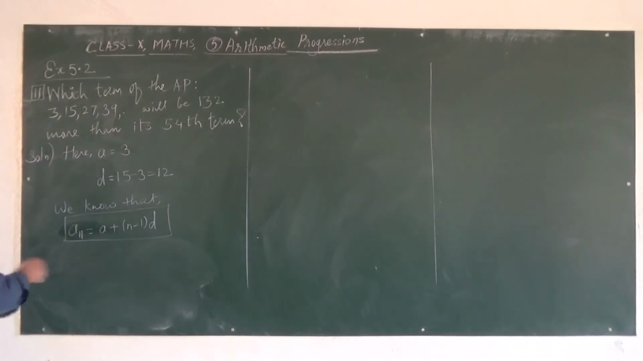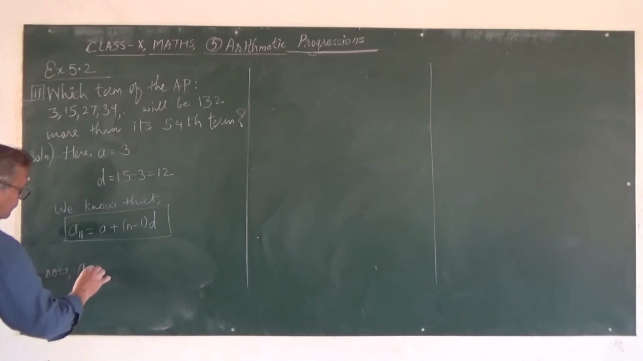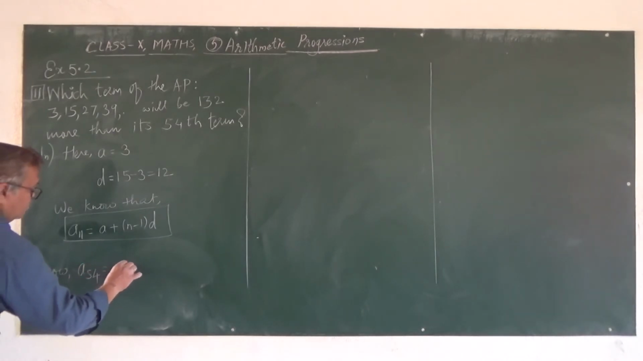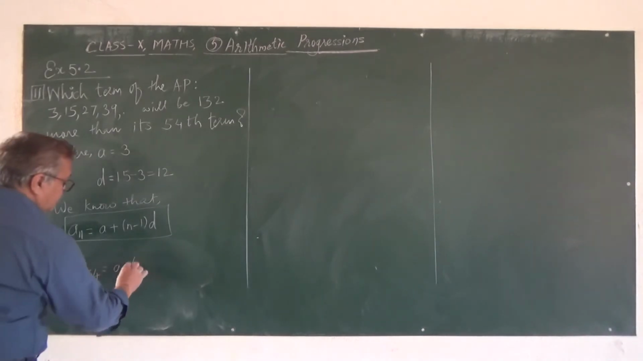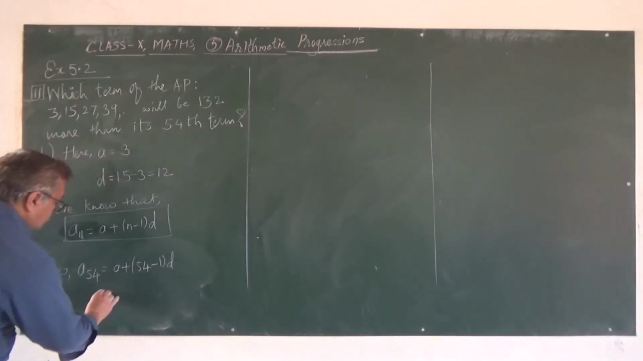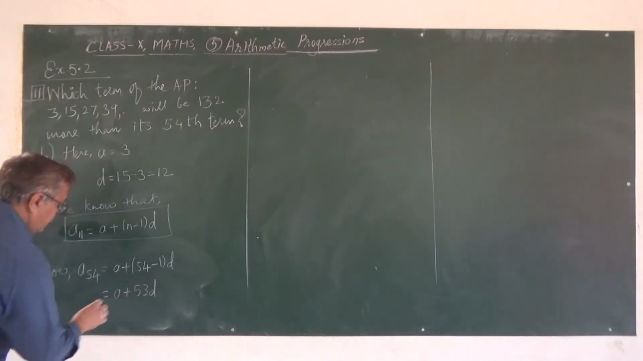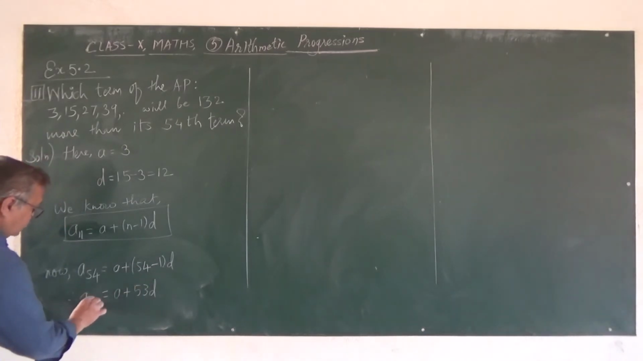Now, the 54th term is equal to a plus n minus 1, that is 54 minus 1 into d. So that is a plus 53d. Okay. So we got this.